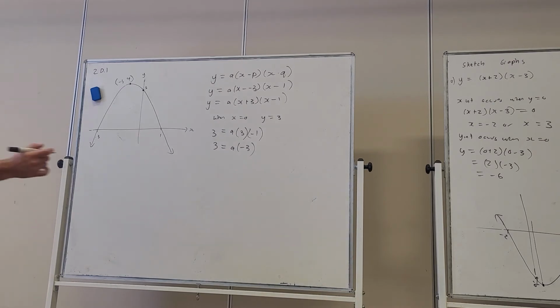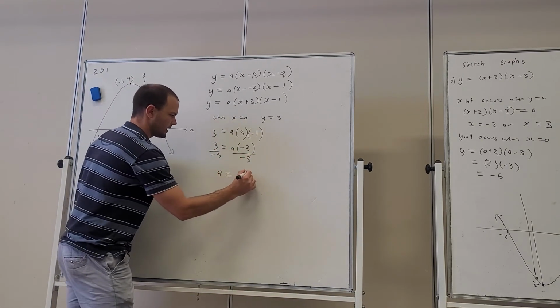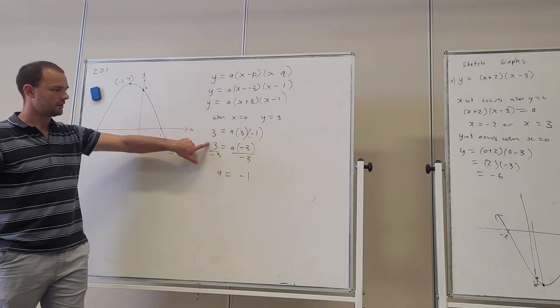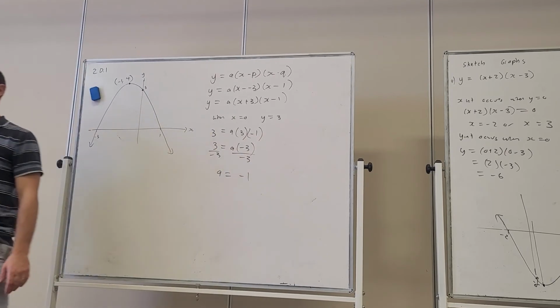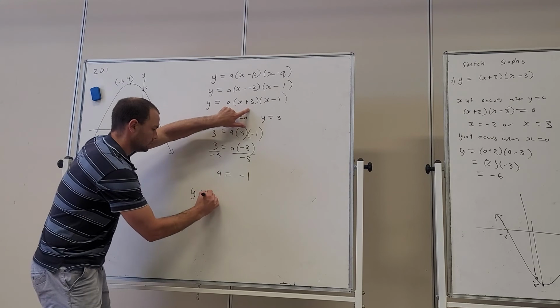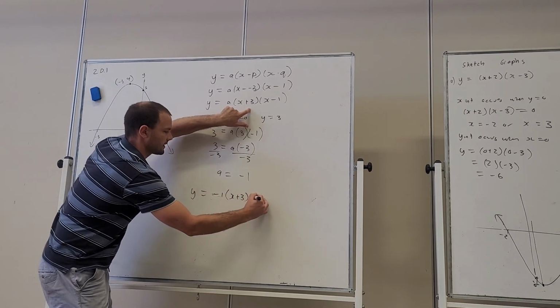Divide both sides by -3 to get a by itself. And you've got a is -1. Alright, yeah, -3 there is going to cancel. And here 3 divided by -3 is -1. So that means this quadratic is -1 times x plus 3 times x take 1.